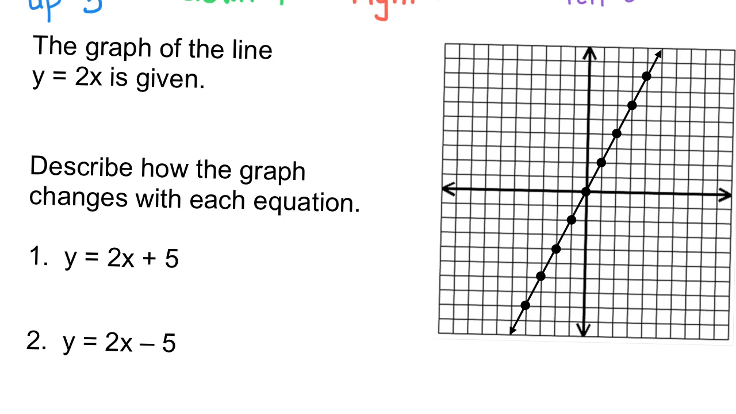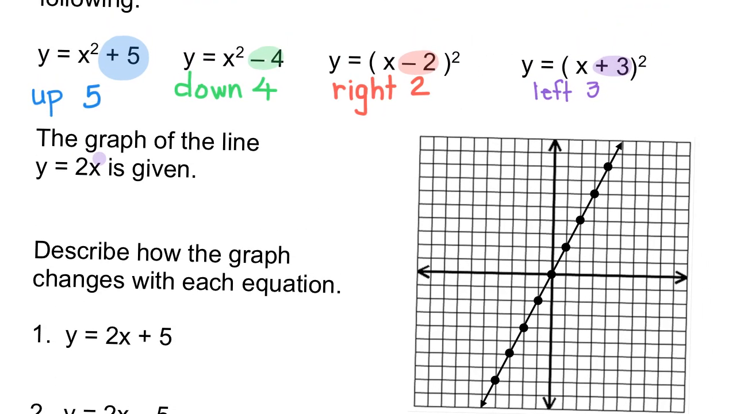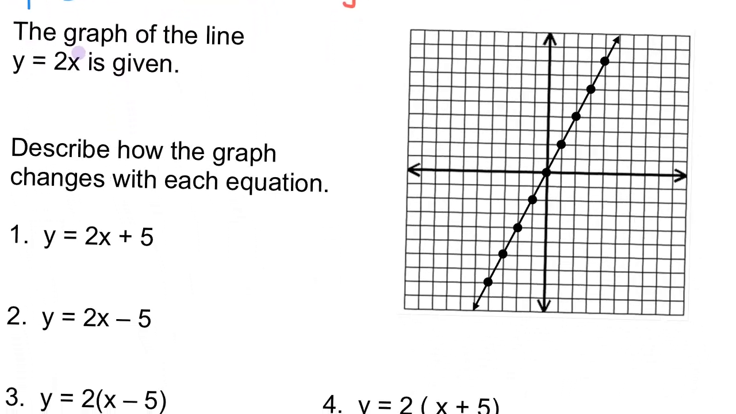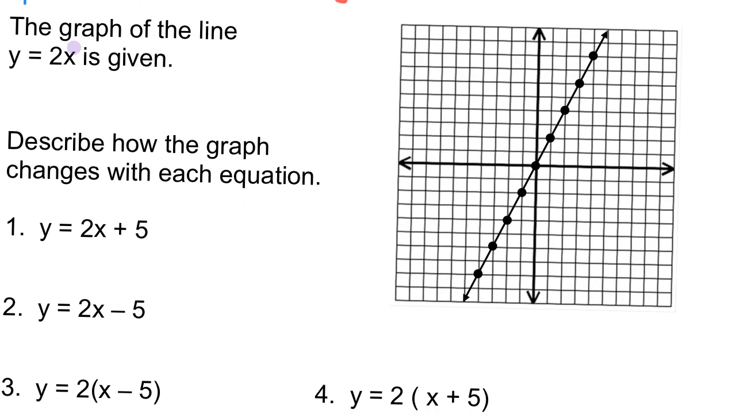The graph of the line y equals 2x is given. You'll notice that it's linear because there's no squared, as we see in the quadratic equations. So in this line, the y-intercept is 0, 0, and the slope is up 2 over 1. We'll describe how the graph changes with each equation.